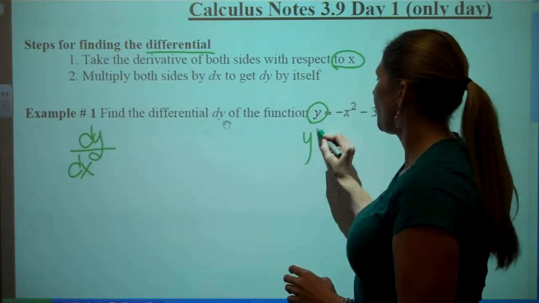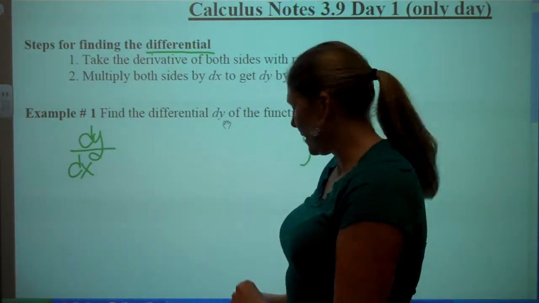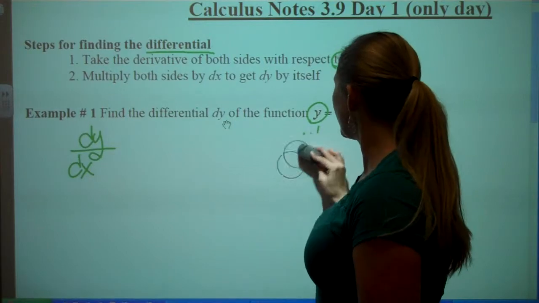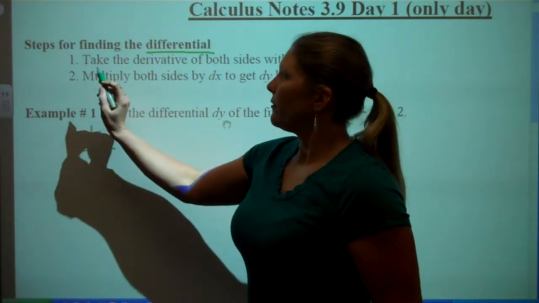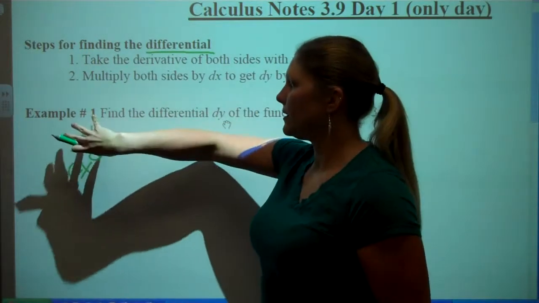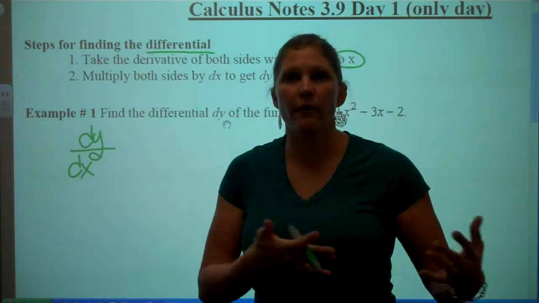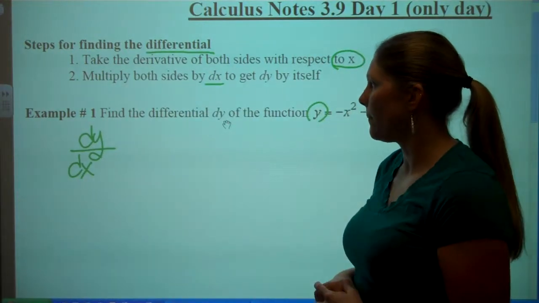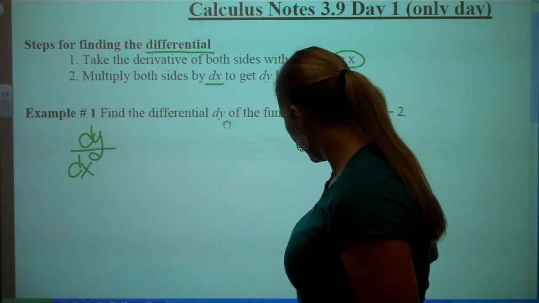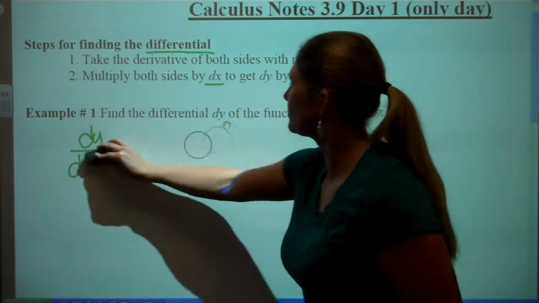Instead of writing y prime, we're now going to write dy dx. So that's new. Well, not really new, just kind of bringing up the past. At the very end, you're going to have to get dy by itself because you want the differential of y. So we're going to multiply both sides by dx to get dy by itself. Okay, so let's go ahead and get started on this first problem.